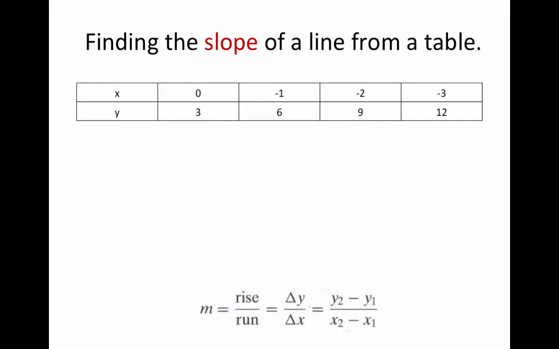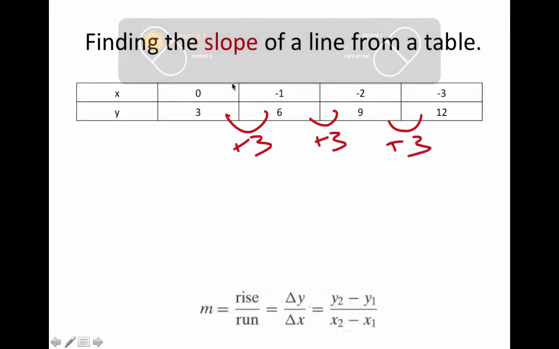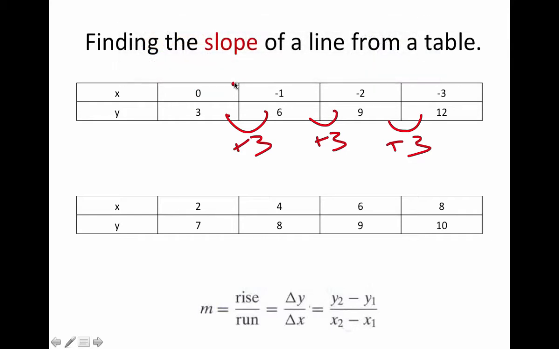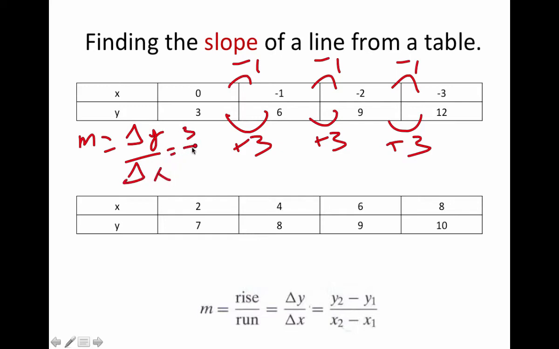Finding the slope from a table, you have to watch out if they're not counting regularly. So this is the y, so I'm looking for the change in y's, plus 3, plus 3, plus 3. Change in x, minus 1, minus 1, minus 1. Slope, change in y over change in x, 3 over negative 1 or negative 3. The slope of this one is negative 3.